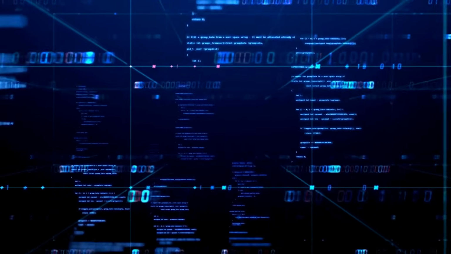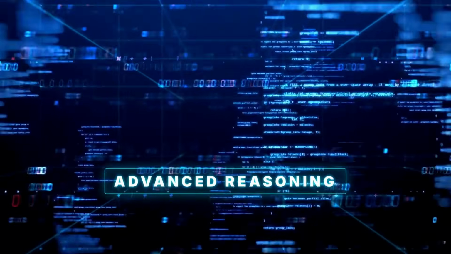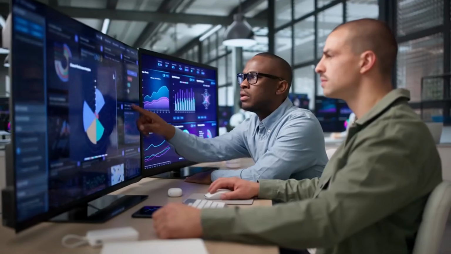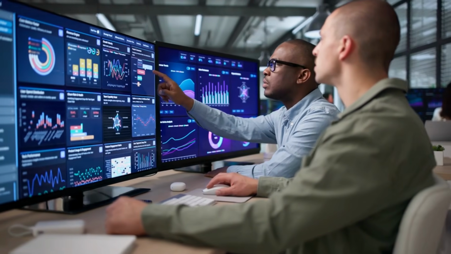GPT 5.6 Sol is the flagship model. It's designed for the most demanding workloads, including advanced coding, scientific research, strategic planning, long-form writing, and complex reasoning. If you want the highest quality responses and maximum intelligence, Sol is the model to choose. It's the powerhouse for those who cannot compromise on accuracy or depth.